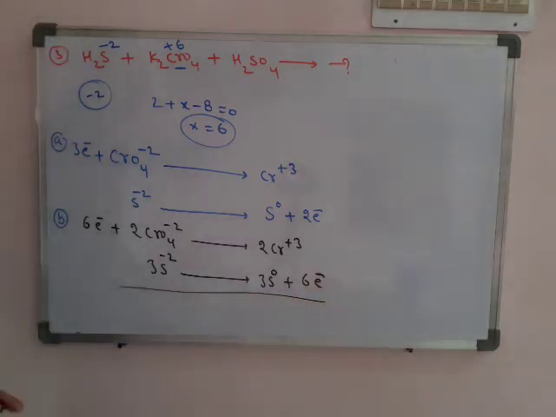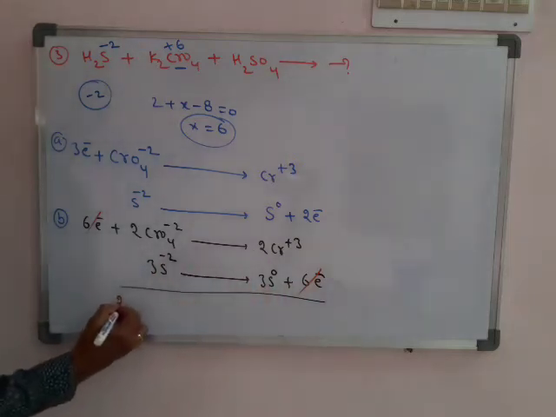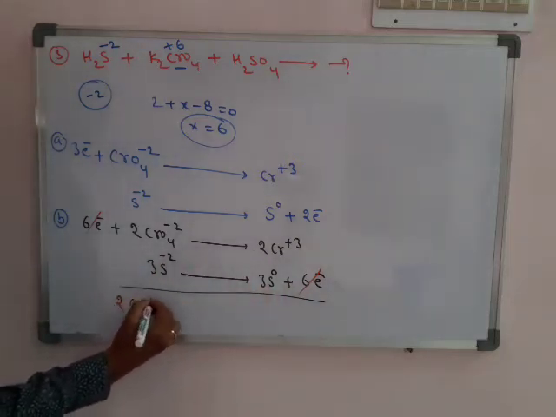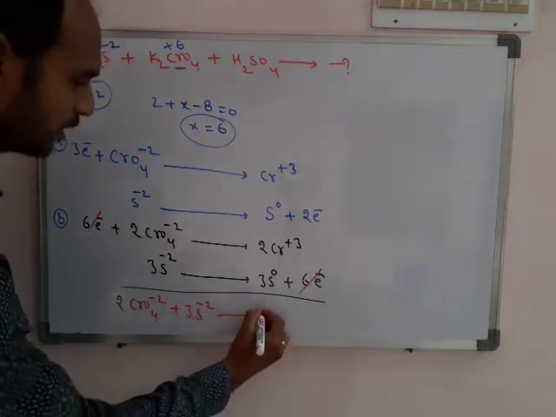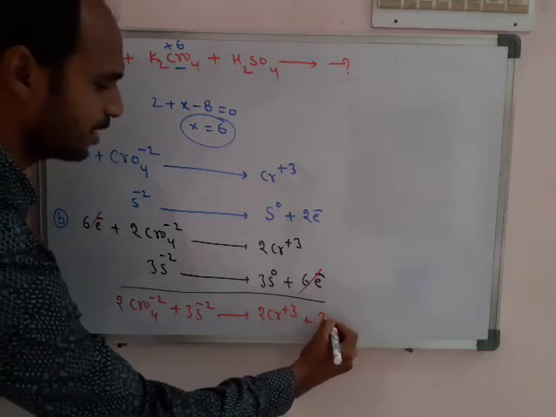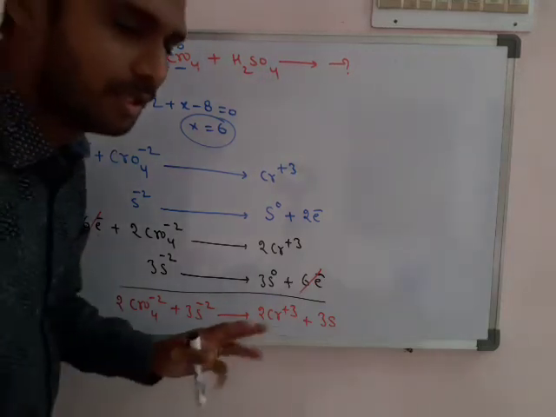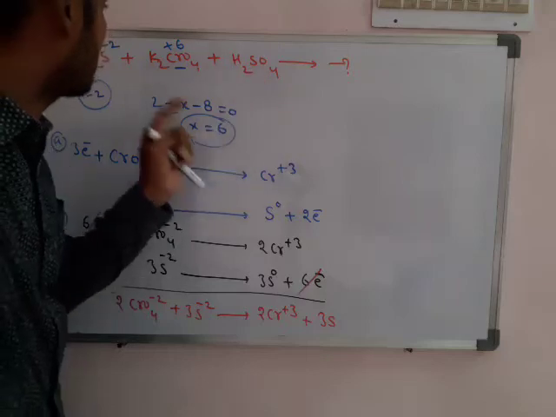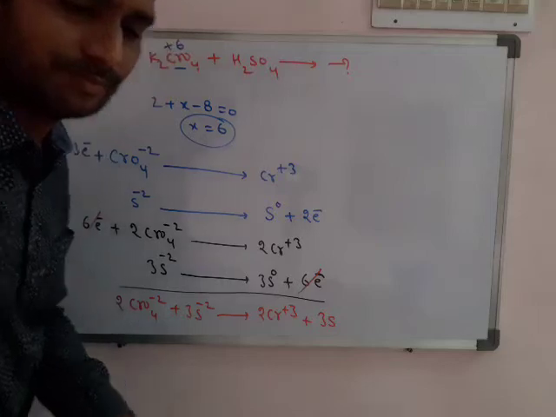So the electrons get cancelled. Actually the purpose of multiplying is also to cancel the electrons. That means gaining electrons and losing electrons become equal. Now it becomes 2CrO4 minus 2 plus 3S-2 gives 2Cr plus 3 plus 3 sulfurs. Okay, so actually we left some compounds. H2SO4, no sulfates, we leave the H plus ions. So we add them at last.